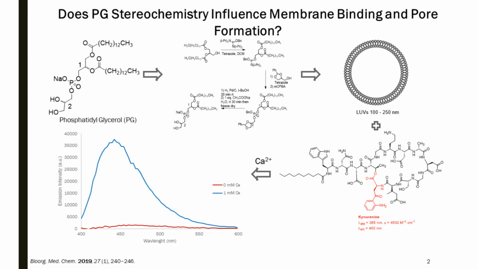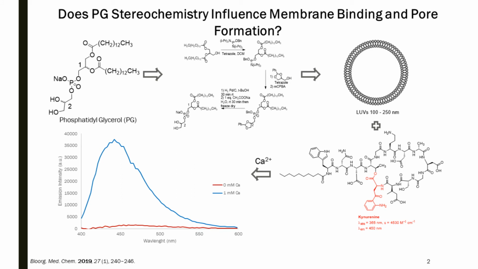Phosphatidylglycerol is unique among phospholipids since it is one of the few that possesses two stereocenters, labeled 1 and 2 in this figure. Since stereocenter 2 has been shown to vary in bacteria, we are currently exploring how stereochemistry at this position affects daptomycin's ability to bind to and oligomerize on bacterial membranes.